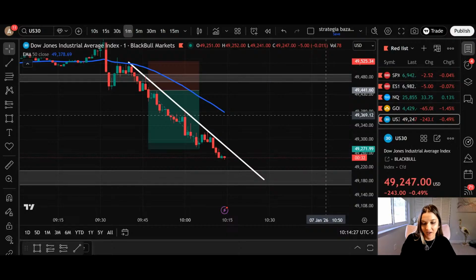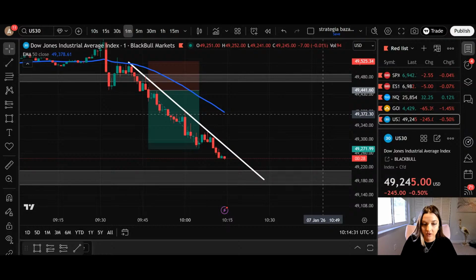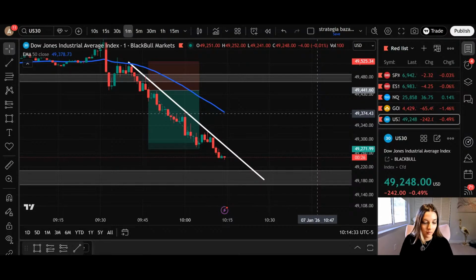We can also wait for a break of the trend line, break and retest for a little scalp. We'll see.